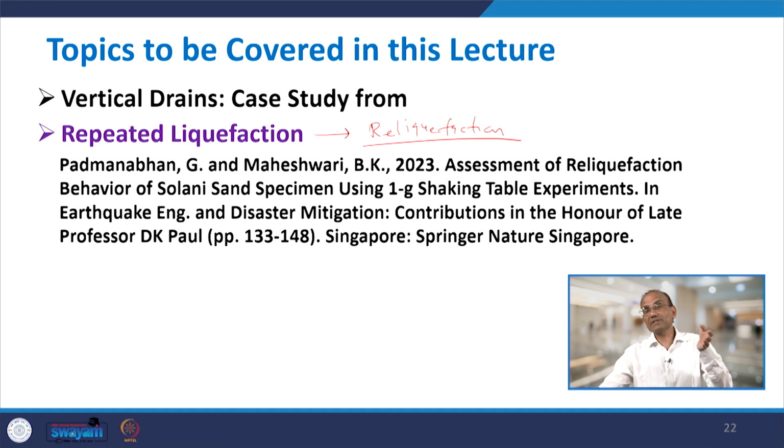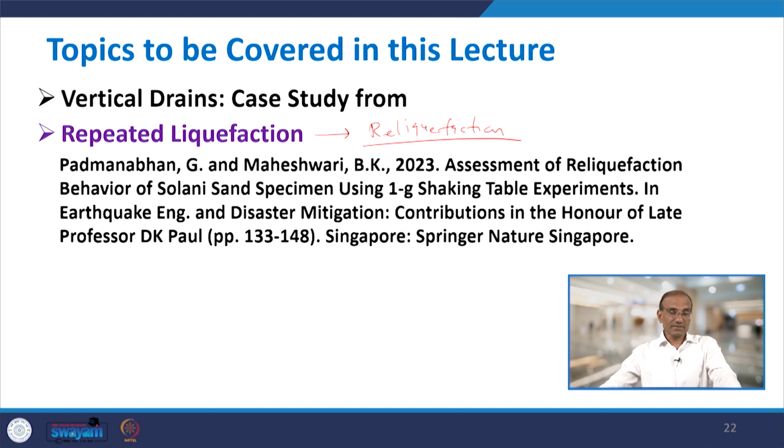Naturally, it will depend on two factors. One is the state: once some site gets liquefied, after some time there will be dissipation of water, and whether enough time is there for the water to dissipate or not, number one. The second, the reliquefaction will depend on your further loading. Whenever you apply the load again, whether this load is enough to cause liquefaction or not. That will also matter.